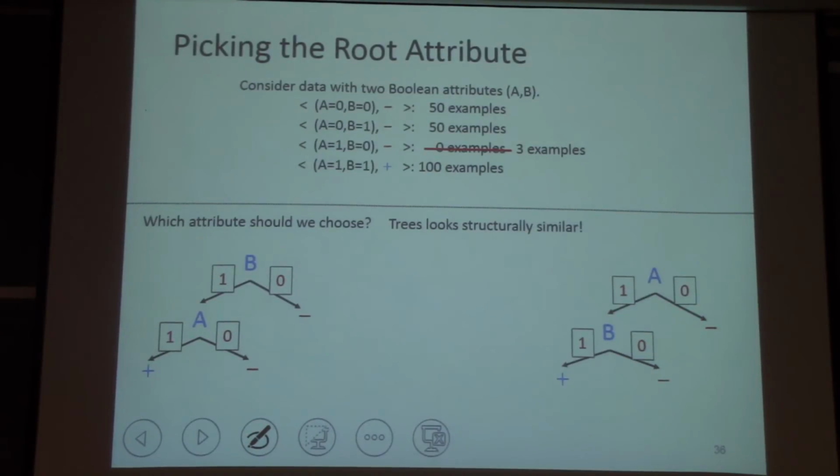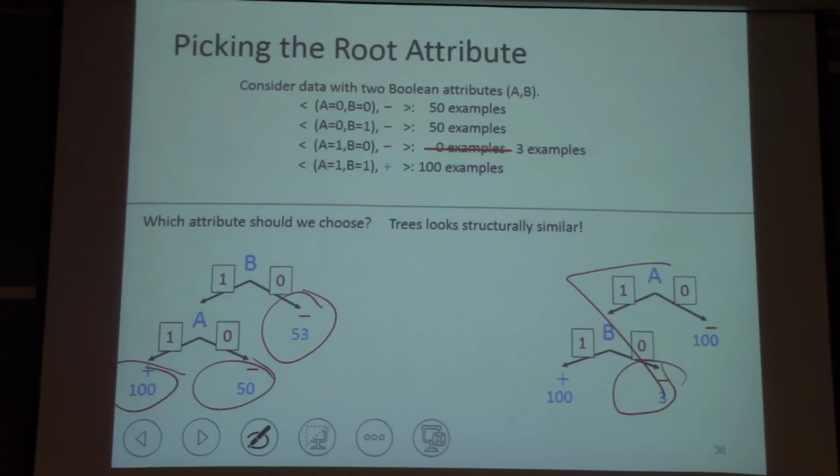Now I'll point out another piece of information that might help you make this choice. Let's look at the number of examples that exist at each leaf. There are only 3 leaves in both cases, and in this case, there's 100, there's 50, and there's a 3. Whereas this particular path has only 3 examples. Now, let me ask you the question again. What's a better attribute to split on? Assuming, as you said, it might be noise, but we have no way of knowing.